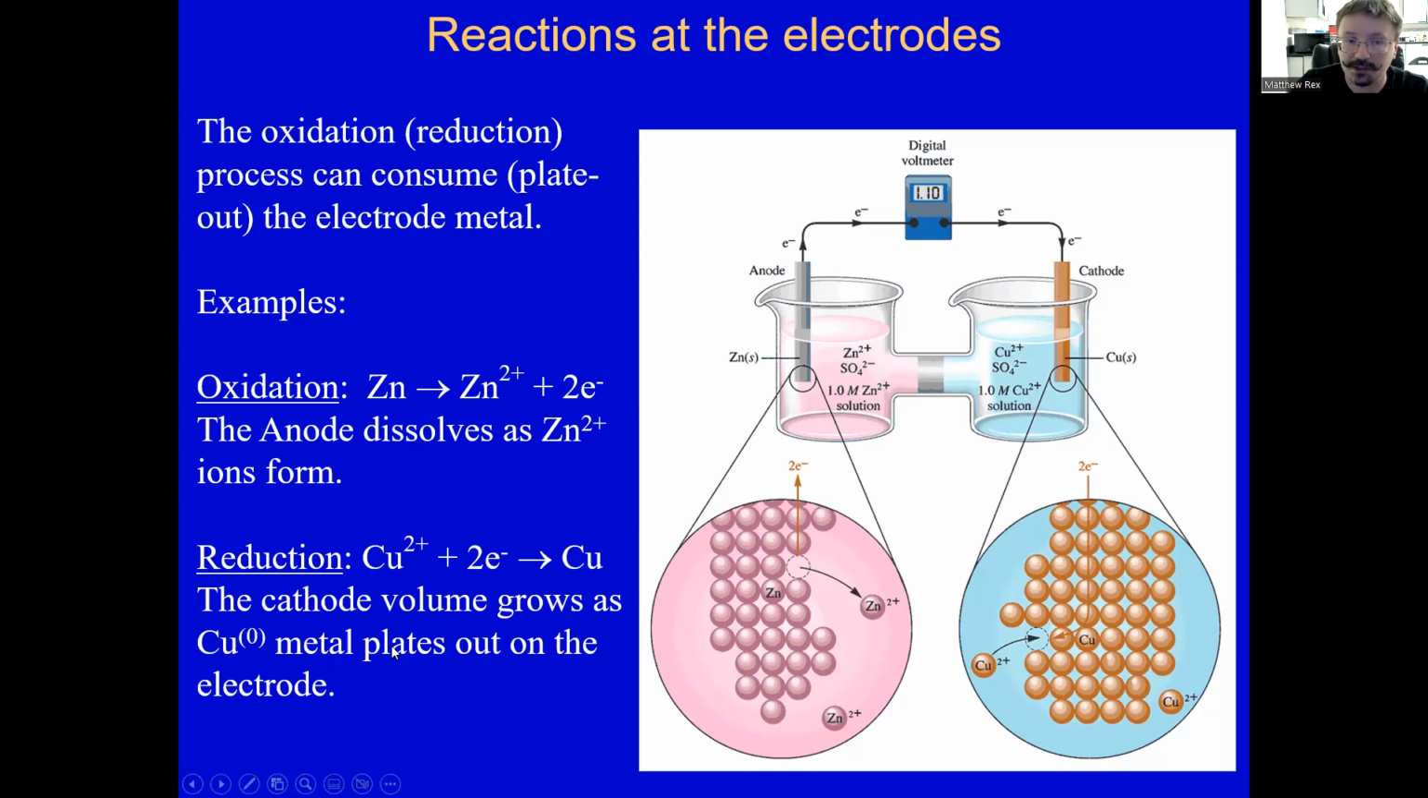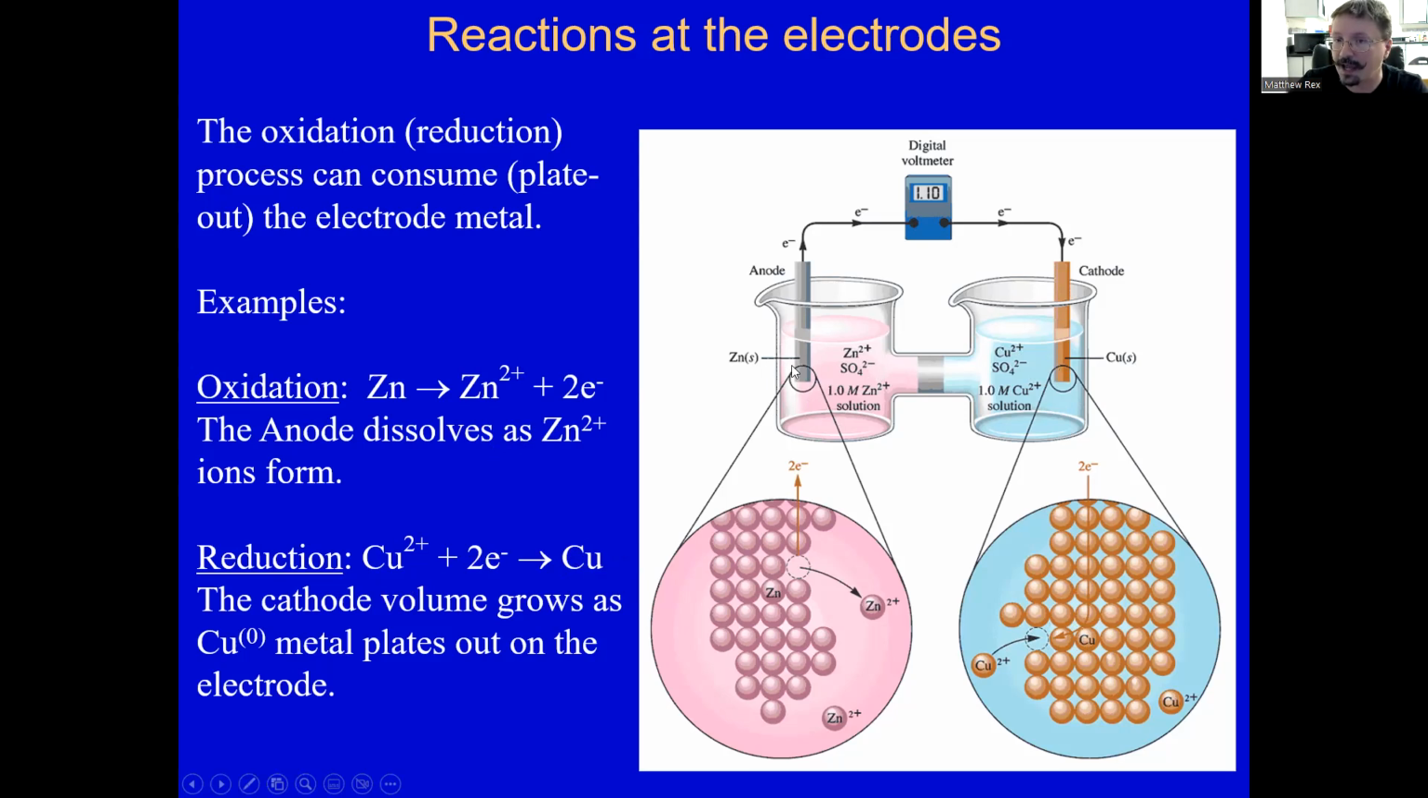Here we have the reduction reaction. So that's going to be the gain of electrons. So I've got ions in the solution, copper 2 plus ions. They're going to gain electrons and go to form that free element, the copper solid, copper 0. And in this case, it's going to be plated as it's making that copper metal. As we're going from that dissolved ion to the solid, it's going to plate all along that cathode.